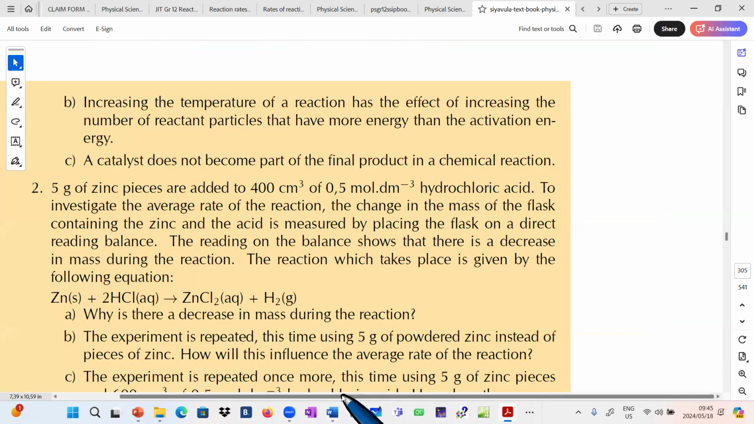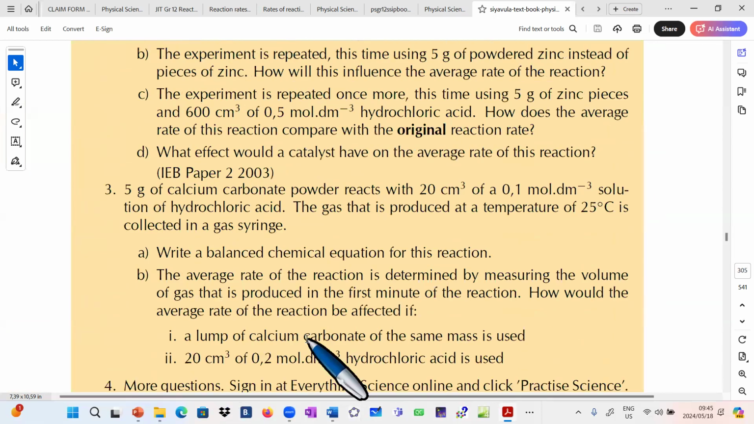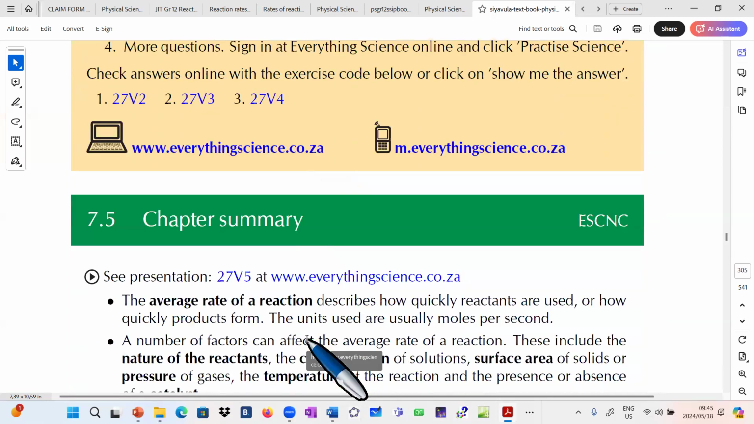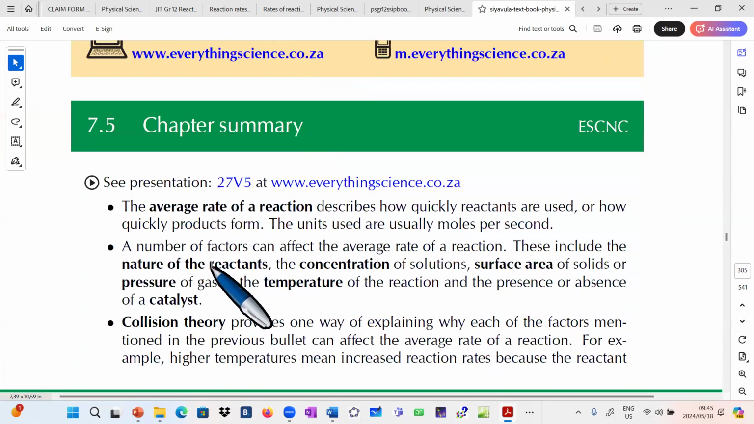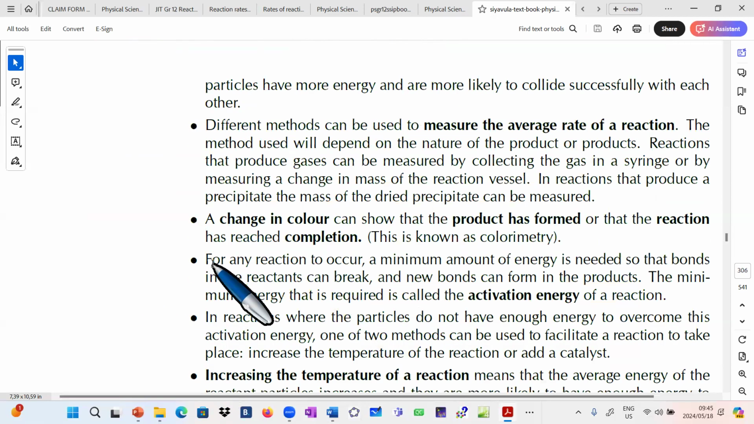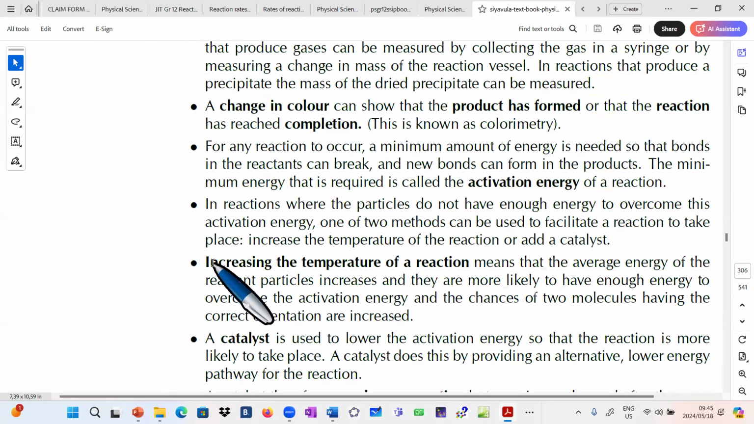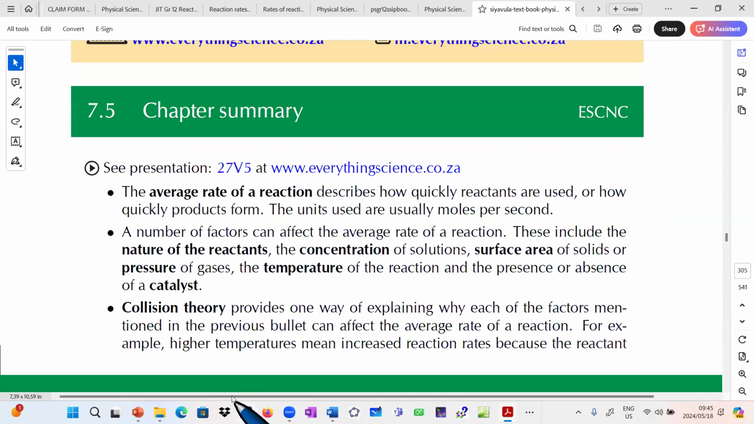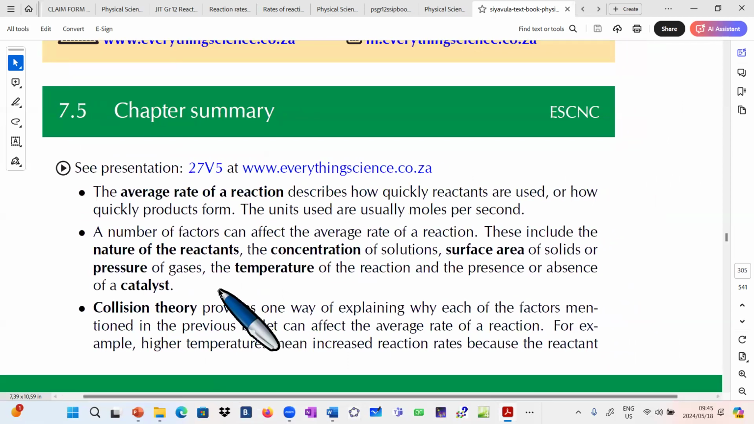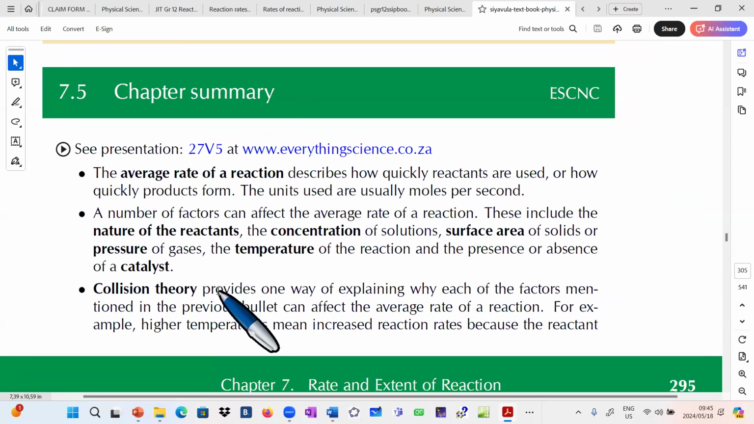Okay, we continue and we analyze this. I want us to go to past exam questions. Okay, so you have the chapter summary, and I want us to discuss briefly the summary of the chapter. Right, so now the summary of this chapter on the rate and extent of reaction.